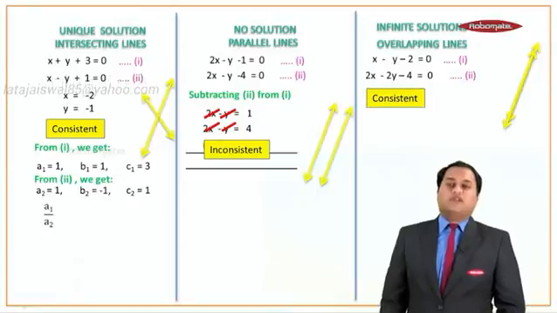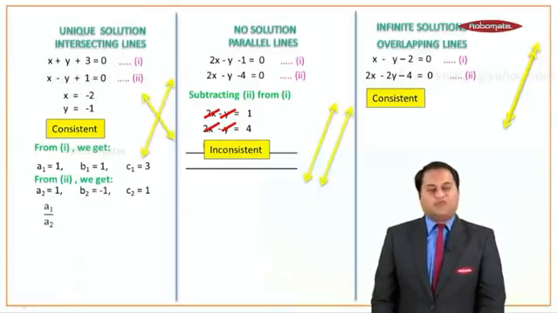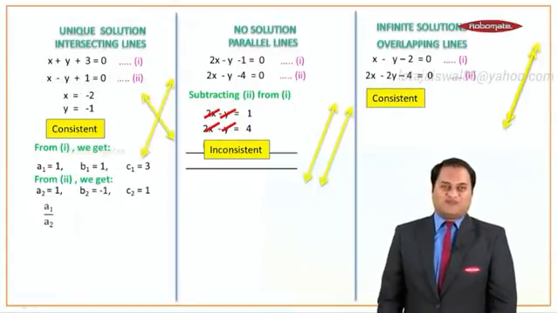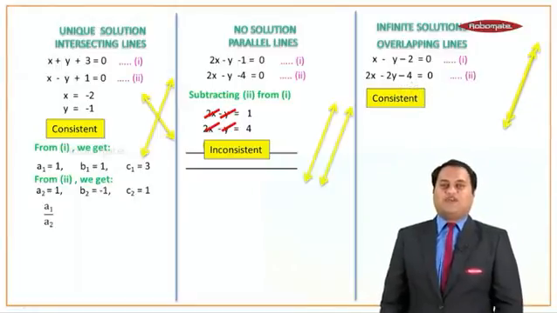After doing this, we need to find the ratios a1 upon a2, b1 upon b2 and c1 upon c2. Let's find a1 upon a2. What is a1 upon a2 here?